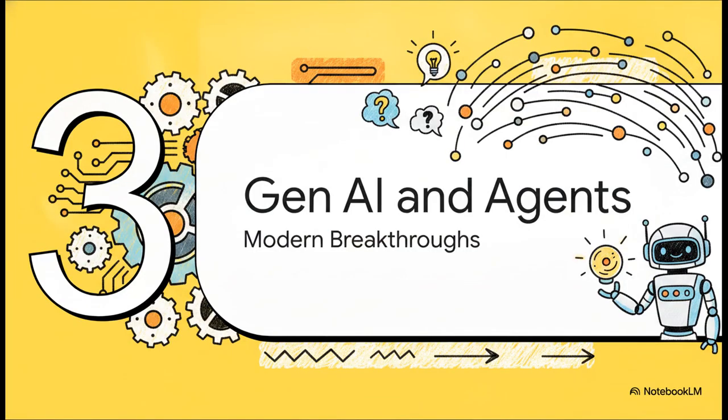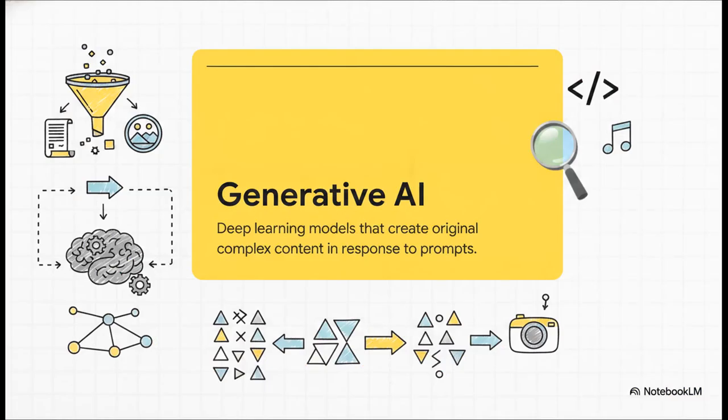Chapter 3. Generative AI and Agents. Generative AI represents a massive, massive leap forward. Instead of just analyzing data, these deep learning models actually create complex original content, be it long-form text, highly realistic images, or even audio. They draw from encoded representations of vast training sets to build something brand new yet structurally consistent. And this breakthrough has been largely unlocked by transformers, a highly efficient neural network architecture that is just exceptionally brilliant at handling sequence data.